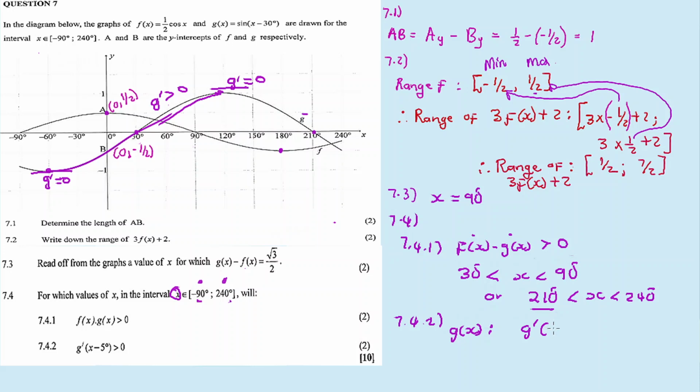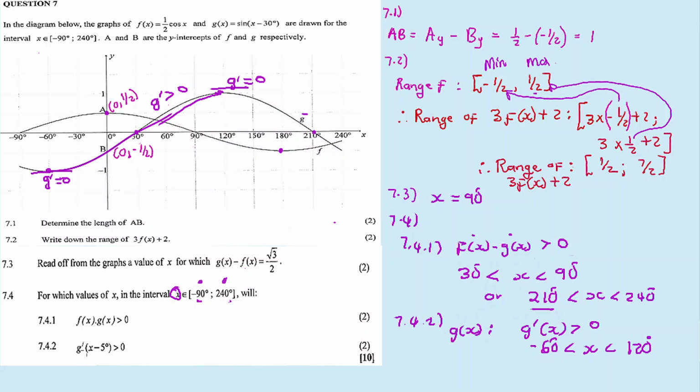g prime of x is greater than 0 whenever x is between minus 60 degrees and 120 degrees. Now check again. It's x minus 5 degrees, not g prime x, but g prime of x minus 5 degrees.